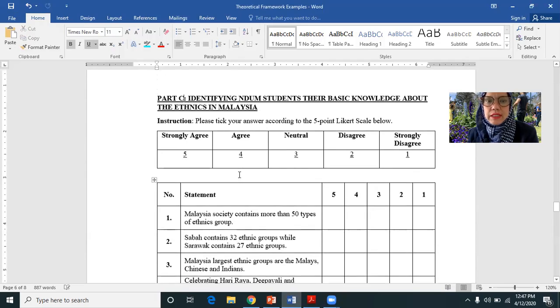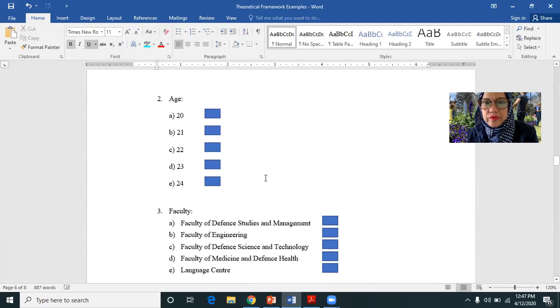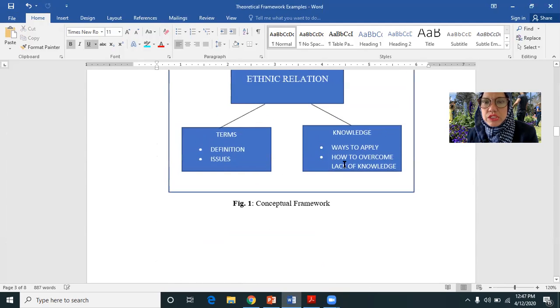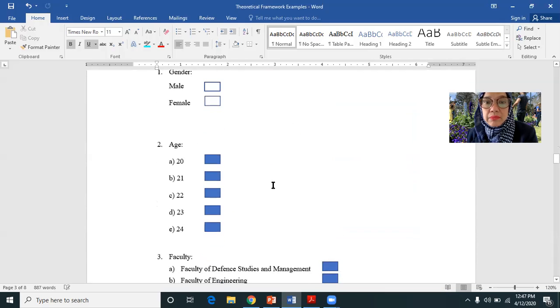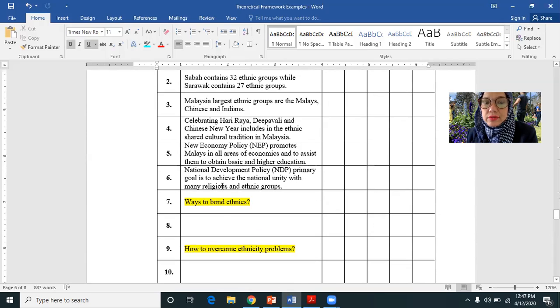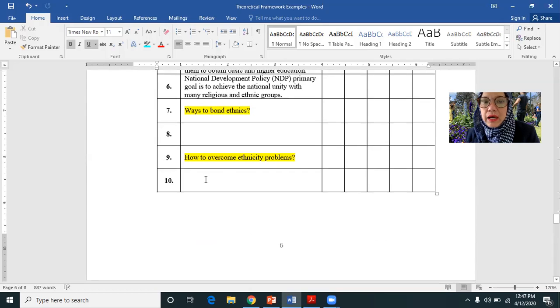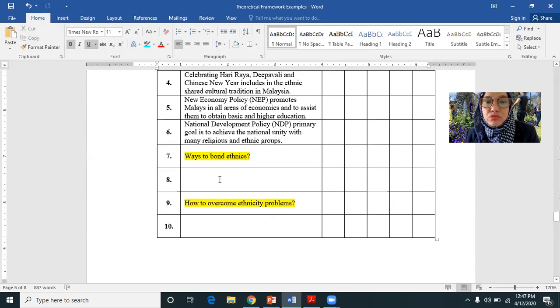Okay, knowledge. Just now from the conceptual framework, knowledge in terms of ways to apply what? Apply what you know, apply knowledge on ethnic relationship. And how to overcome, by maybe campaigns or what. Well, Aiman should have questions like ways to bond ethnic groups in Malaysia and how to overcome ethnicity problem, right? I have asked him to add more questions.